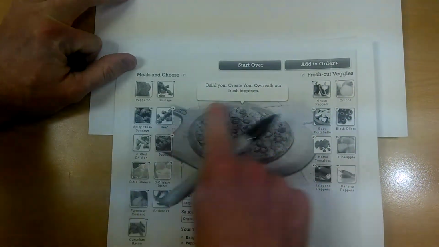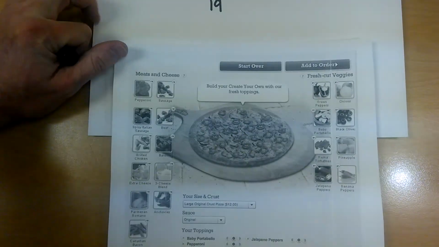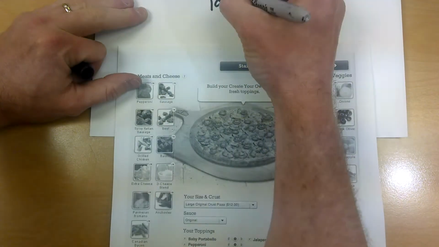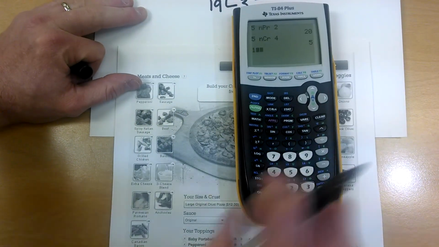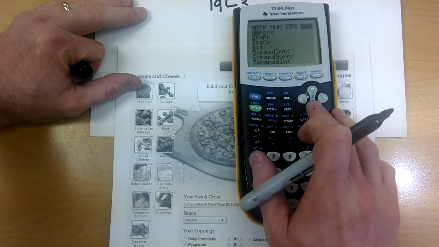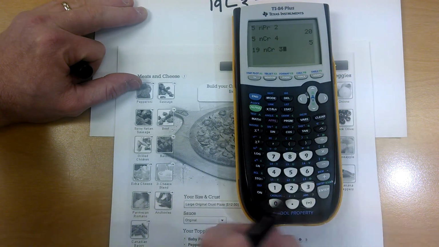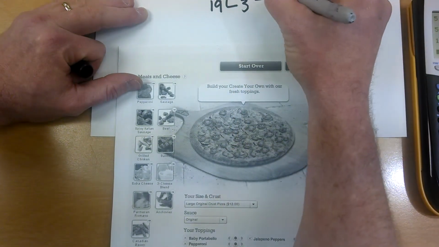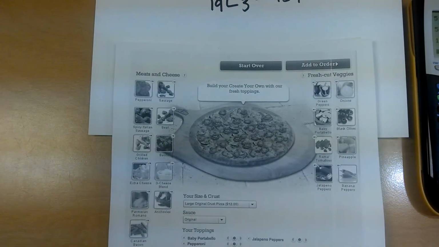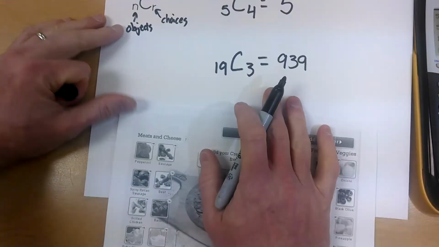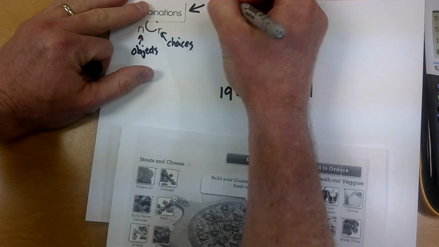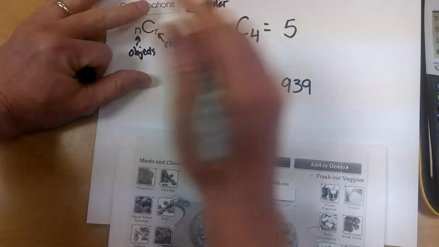So again, the number of objects, we've got 19 choices or options for our toppings, and we're going to choose 3 of those. Okay, so go into our calculator, 19, combination 3, and we get 939 different options. Okay, so that is combinations. So important thing to remember with combinations is that the order that we choose or that we make our choices does not matter.